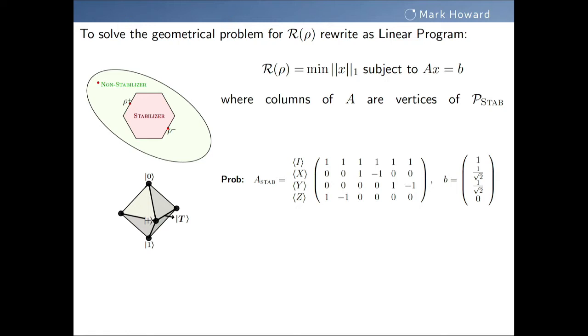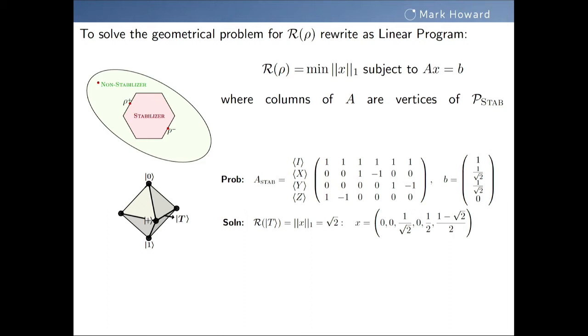The A matrix has got 6 columns because there are 6 stabilizer states on the vertices of this octahedron. So the 0 state is just this column here, which has got 1 expectation value for sigma z and so on. My T state here is going to have a B vector that looks like this. So it's got 1 over root 2 sigma x coefficient, 1 over root 2 sigma y coefficient, and 0 sigma z coefficient. And then I just plug it into my solver, and I find that the optimum solution is this.